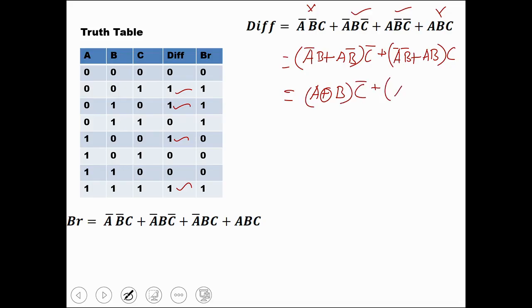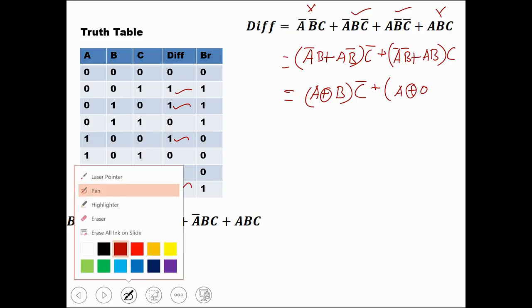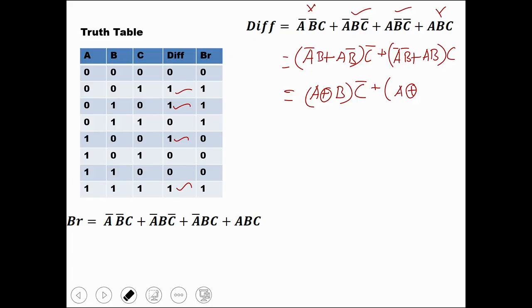And this is the expression for A XOR B bar C. So we know that, let A XOR B is equal to M. So A XOR B, the bar becomes M bar.